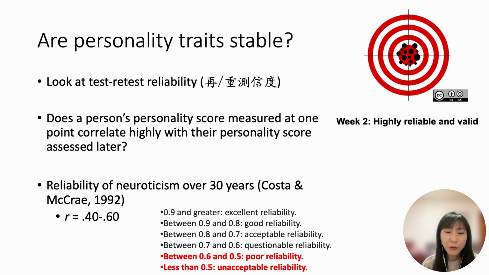They found that neuroticism is actually not quite stable. Looking at the retest score, 0.40 to 0.60, it is less than 0.5, so it has unacceptable reliability, meaning that neuroticism may change over time.